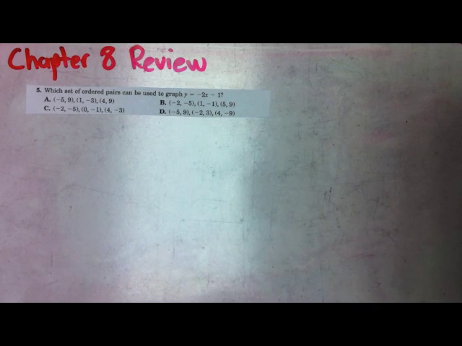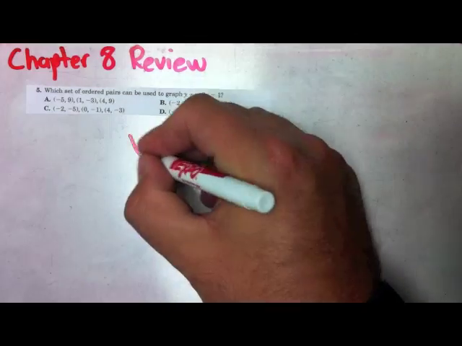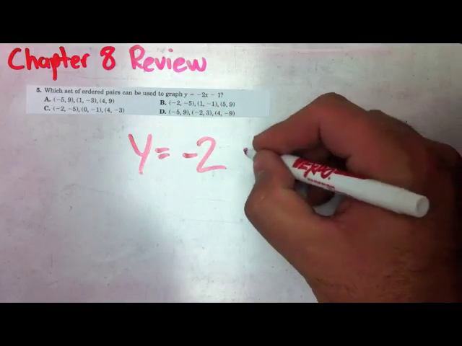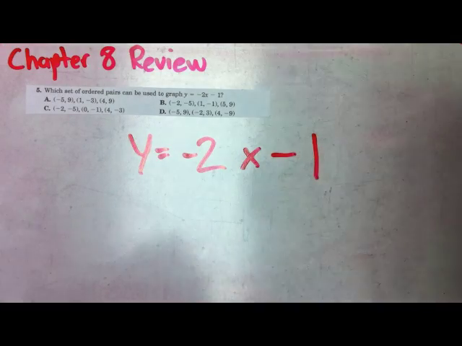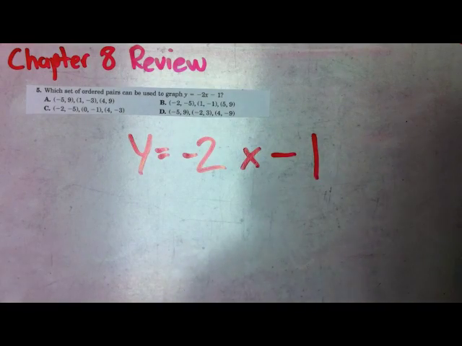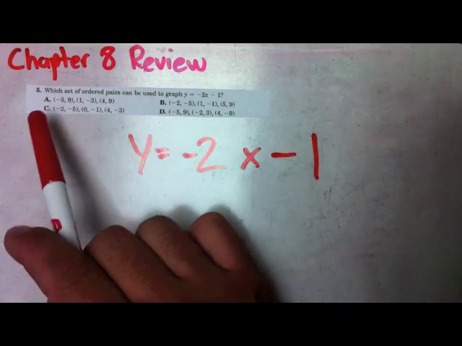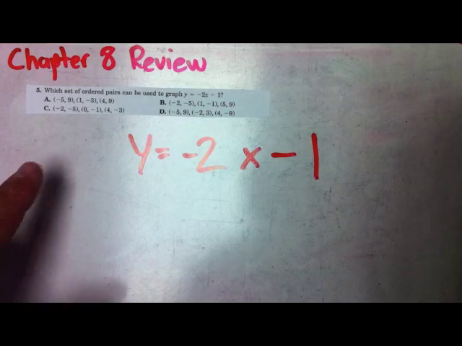All right, here we have number 5. It says, which set of ordered pairs can be used to graph y equals negative 2x minus 1? So for this one, we're kind of going to do the same thing we did last time. I'm looking at the answers right here, and I see something very peculiar.